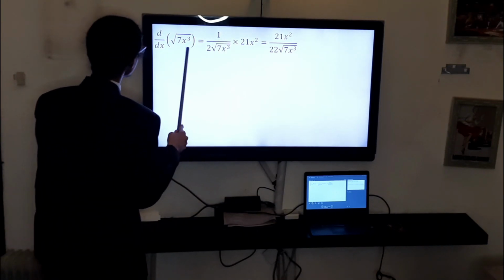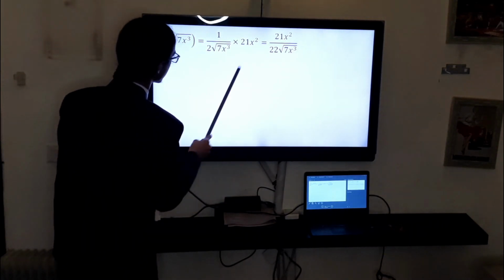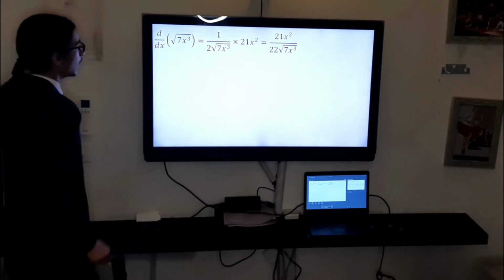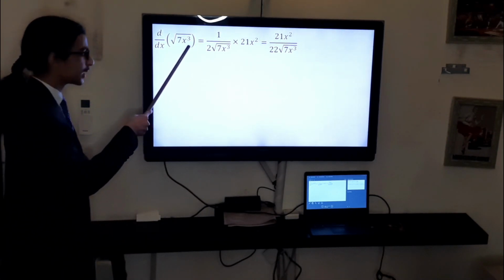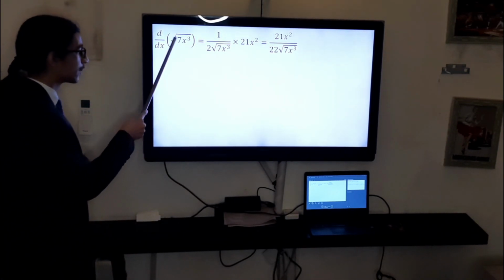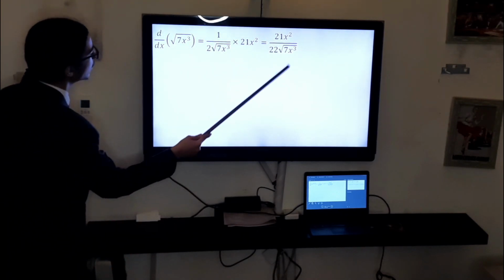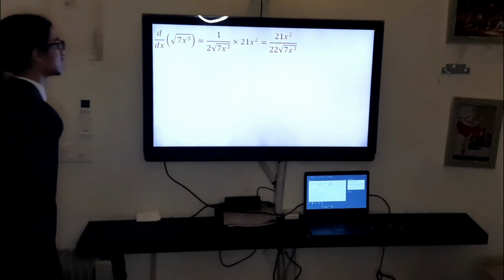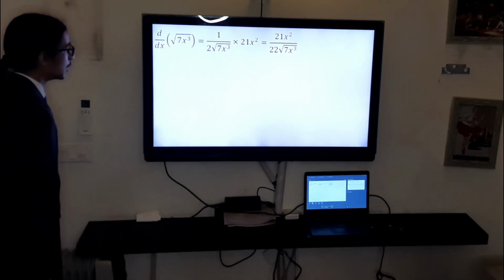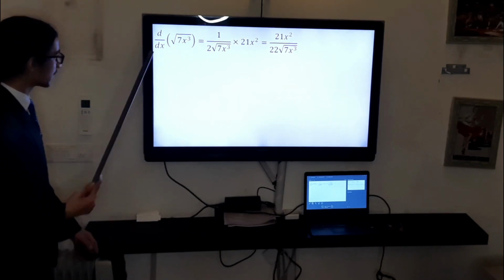And we're going to multiply by the derivative of the inner function, 21x squared, right? You just use the power rule for that. You take 7 out, you bring 3 down, so you get 21, and then reduce the power by 1, giving x squared. And thus it becomes 21x squared over 2 square root of 7x cubed. Great, right? You could have also solved this using the power rule, but whatever.